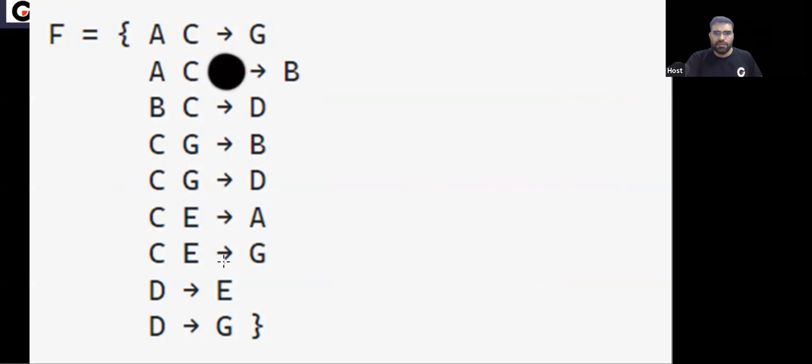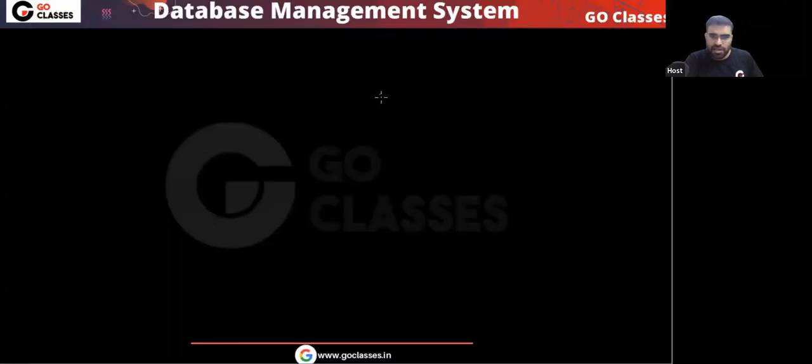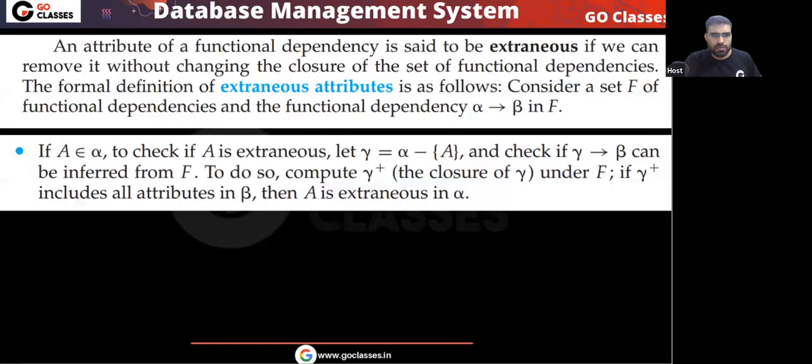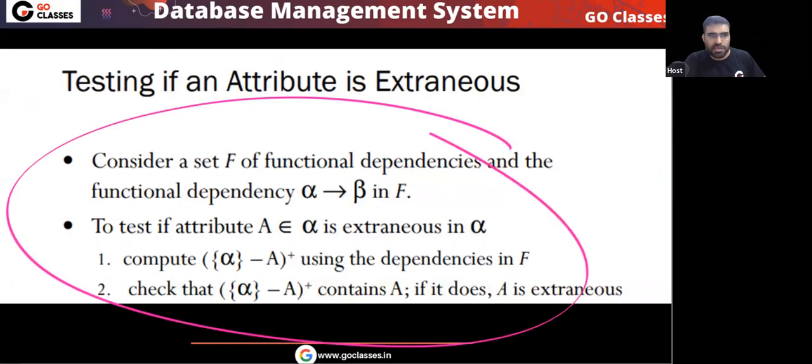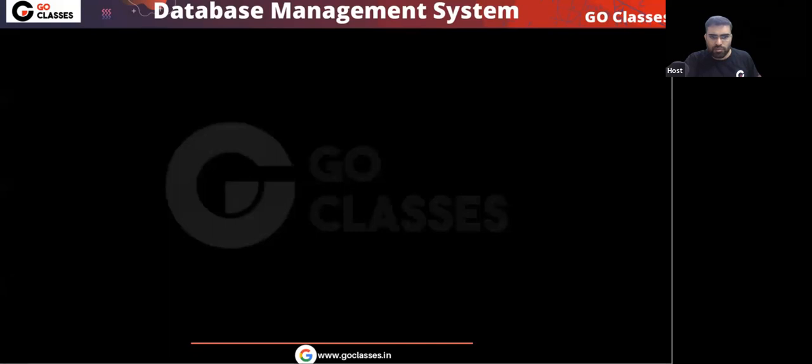Is this clear? Did you understand the concept? Please tell me. Did you understand how to find an extraneous attribute on the LHS? So far we have seen how to find an extraneous attribute on the LHS. Very simple. Now let's move on.